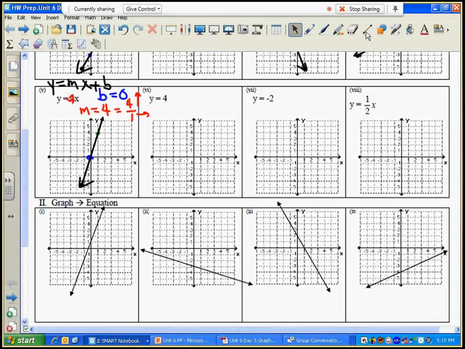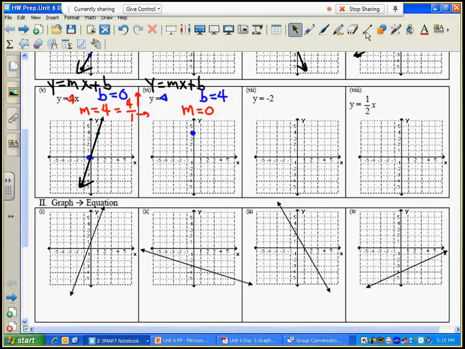For the next one, y equals 4, you can see on this one there that the mx is what's missing. Well, if the mx is what's missing, then the m is equal to 0. So what we have left over here is the b. So b equals 4, and the m equals 0. All right, let's see here. That's our starting point of 4.